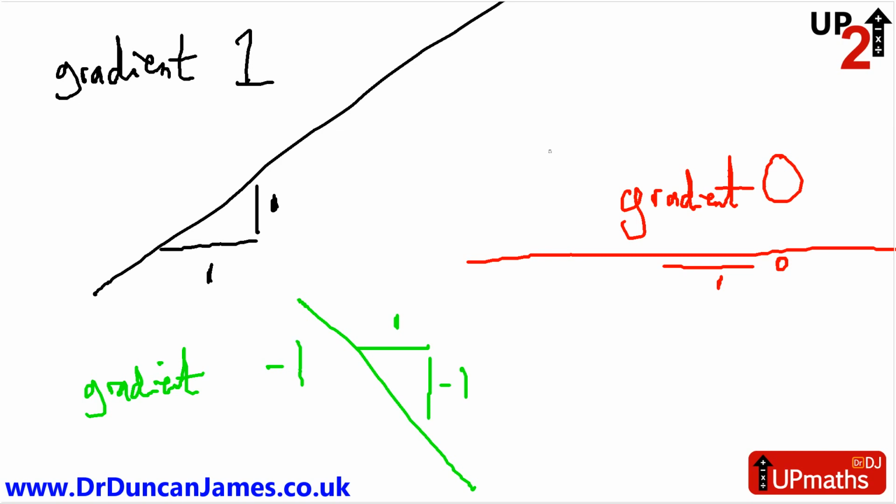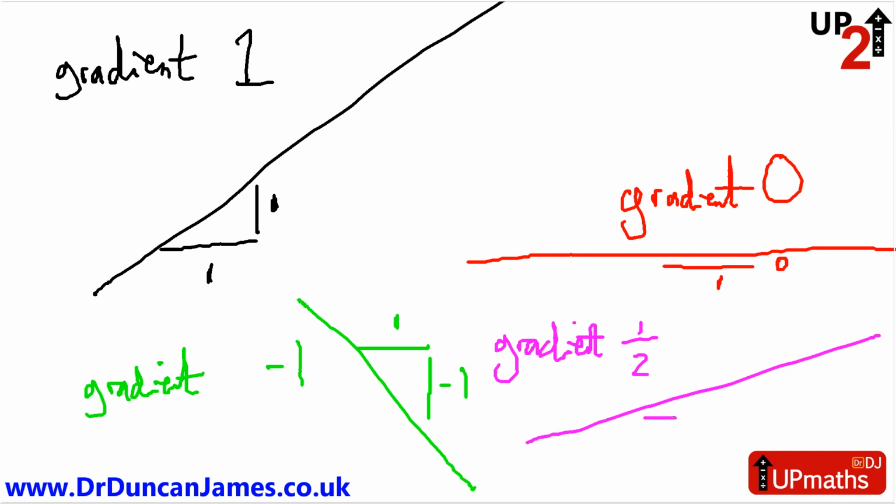Let's do another one. What if it's a gradient of a half? What would a gradient of a half look like? Well, we can use the same argument again. I'll draw it first, but you might be drawing the working first. It goes across 1, and every time it goes across 1, it goes up a half.